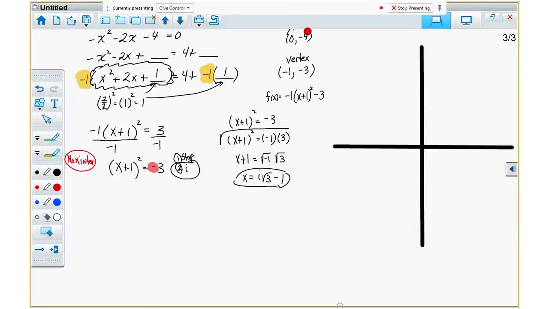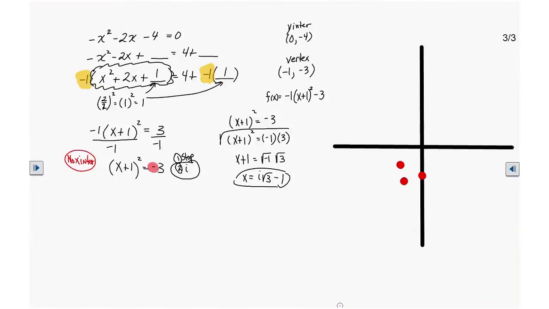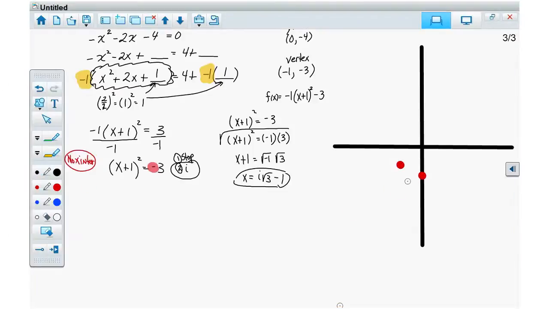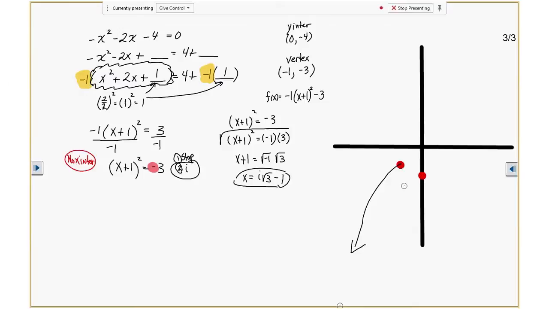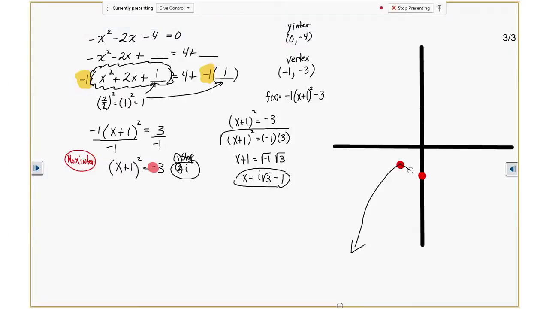All right, so 0, -4 is my y-intercept. And my vertex is -1, -3. Okay? So my parabola looks like that. No, that's terrible. It's hard to draw with a mouse. I'm sorry. Have you ever tried it? It's impossible. There.